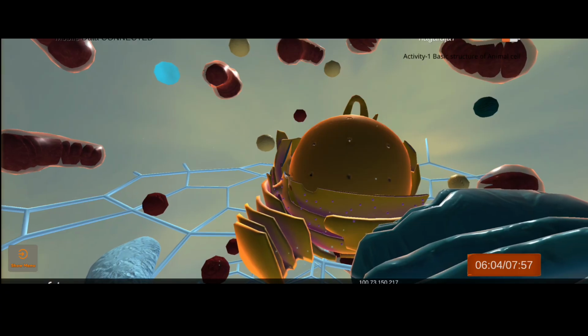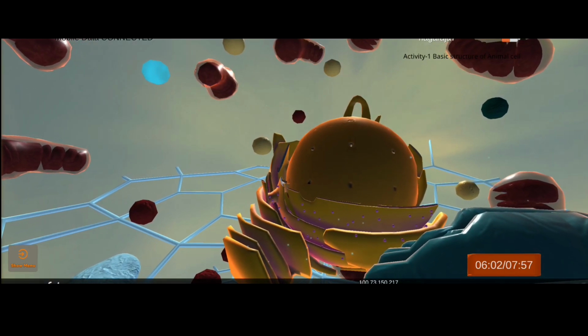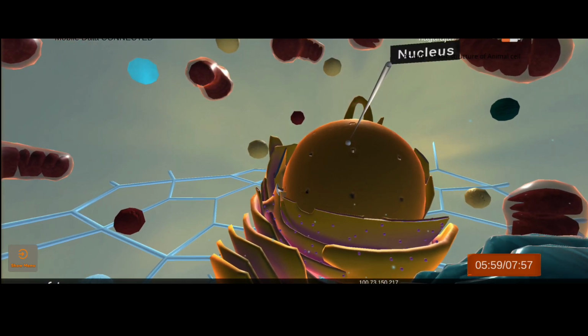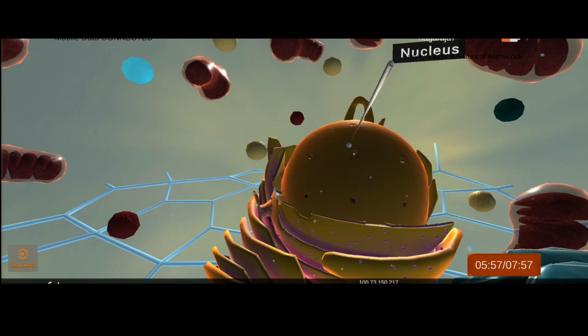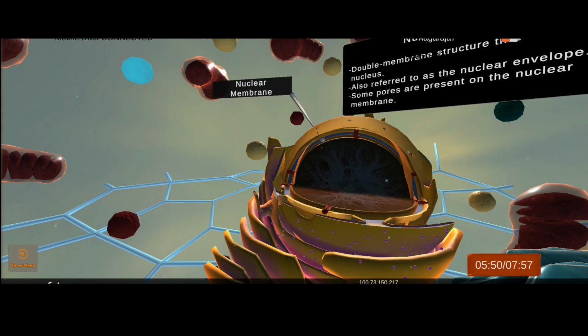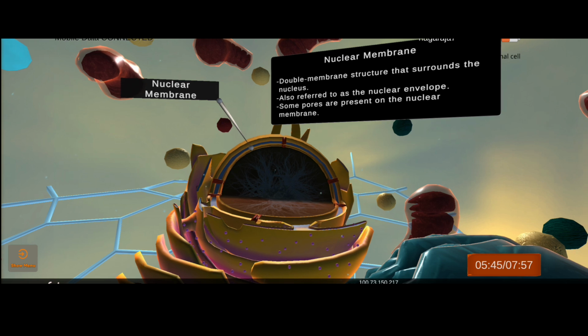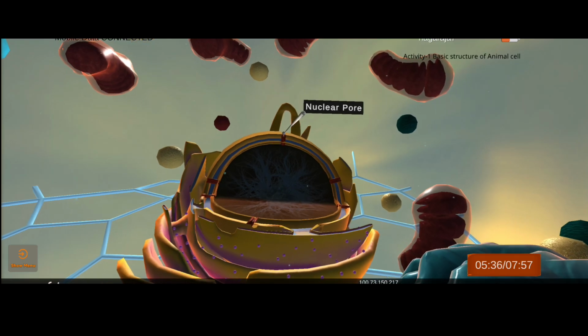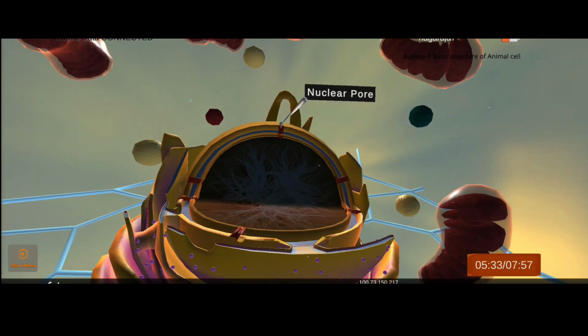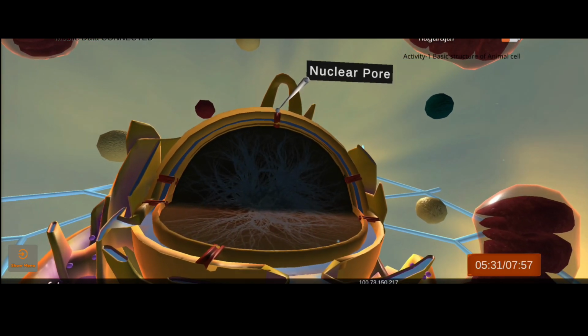See, there is a ball-like structure at the center. What is it? It's the nucleus of the cell. The nucleus is the control room of the cell that controls all the mechanisms of the cell. The nucleus is protected by the nuclear membrane. It is a double membrane structure that surrounds the nucleus. It is also referred to as the nuclear envelope. Some pores are present on the nuclear membrane. The nuclear pore is made of large complex proteins that allow small molecules and ions to pass freely.